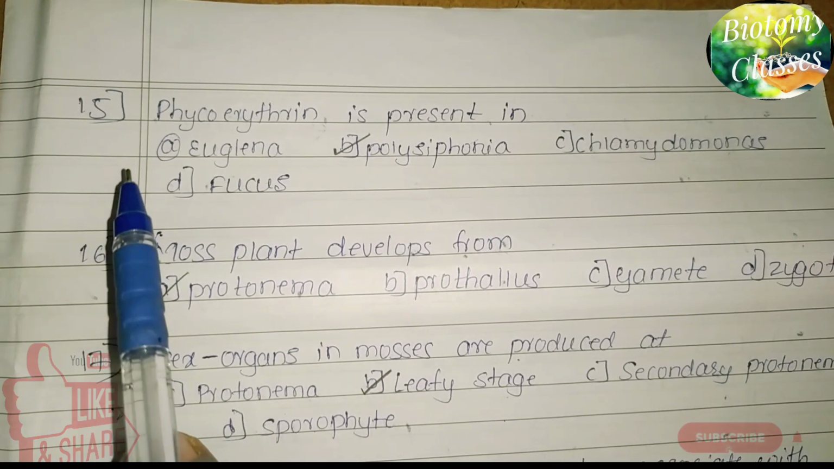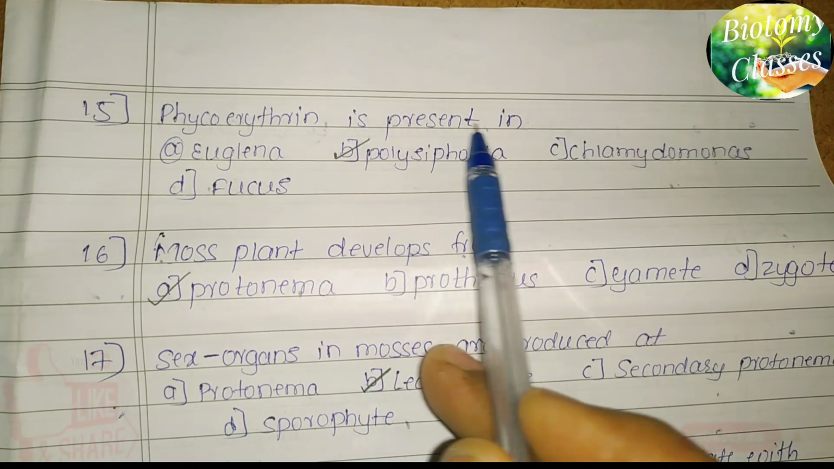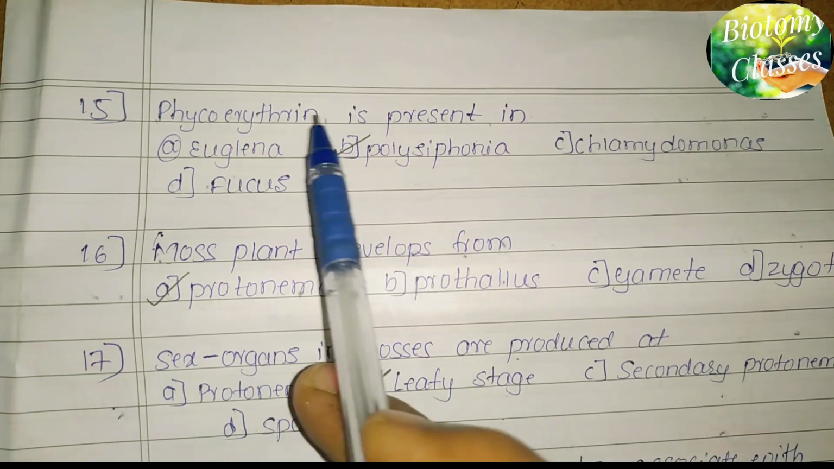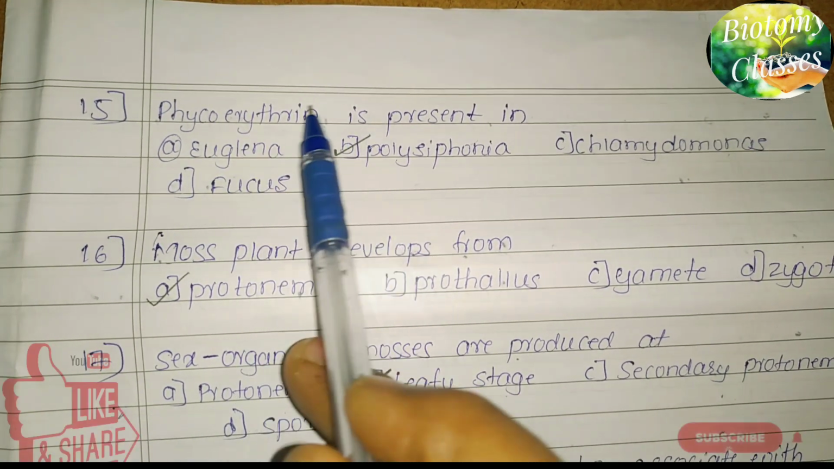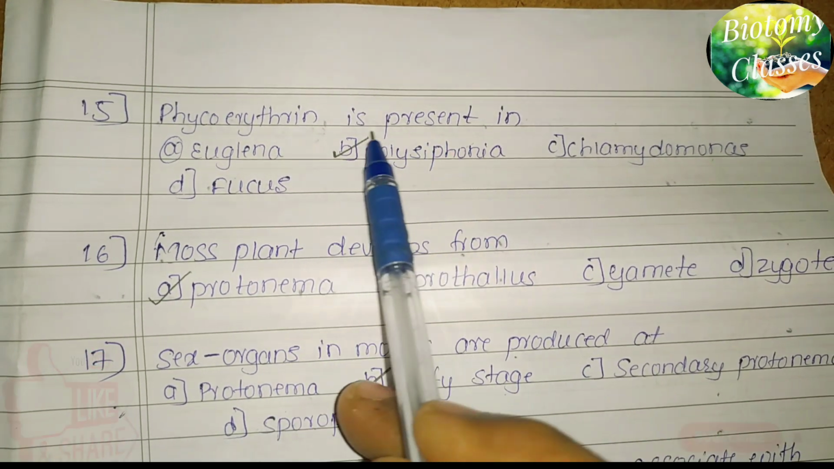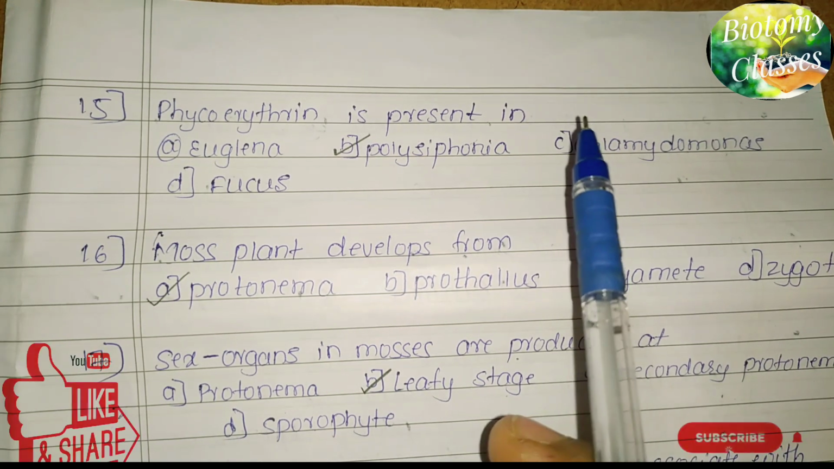In 15th question, phycoerythrin is present in. Erythrin means red color, red pigment. So phycoerythrin means red algae. The example for red algae is Polysiphonia. So phycoerythrin is present in the Polysiphonia. B is the right answer.